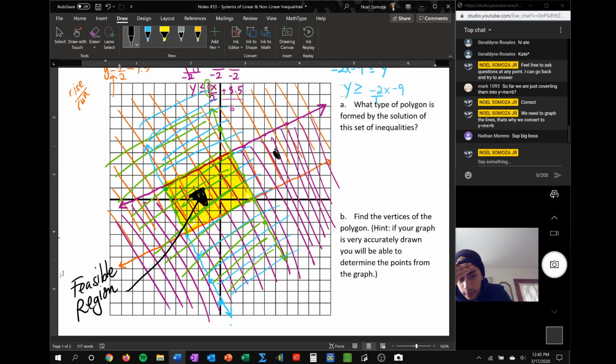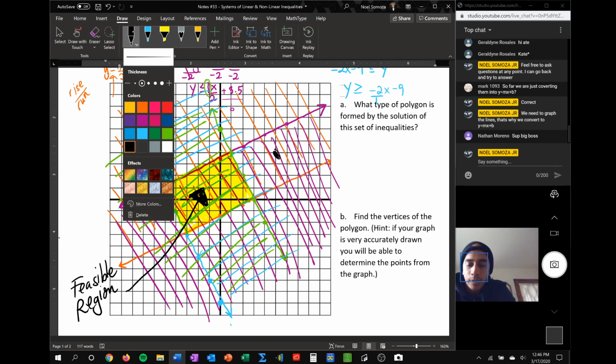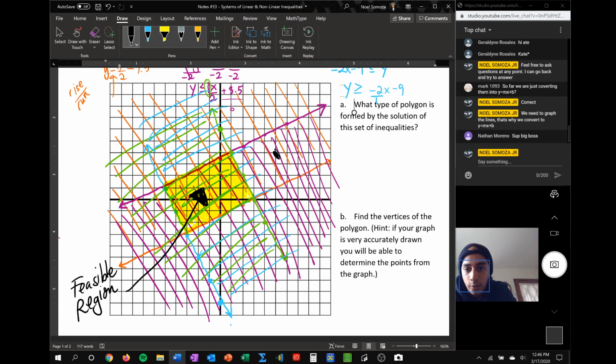Okay, so if you take a look at part A and part B, there are these 2 questions. Part A was asking what type of polygon is formed by the solutions of this set of inequalities. So take a look at the yellow. What kind of shape does that look like? Well, maybe not so much like a square, but at least it looks like somewhat of a rectangle. We can at least determine that it has 4 sides, so we can say that it's either a quadrilateral, or maybe a rectangle. Those are our options.